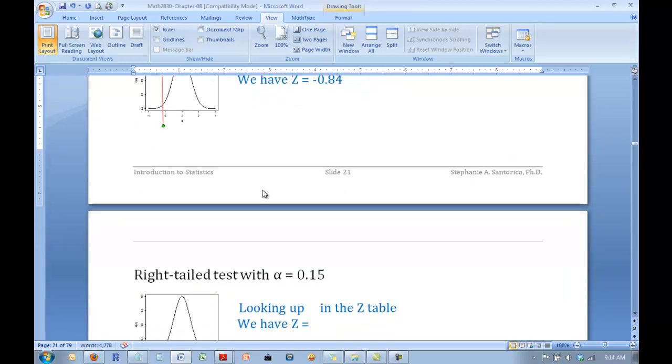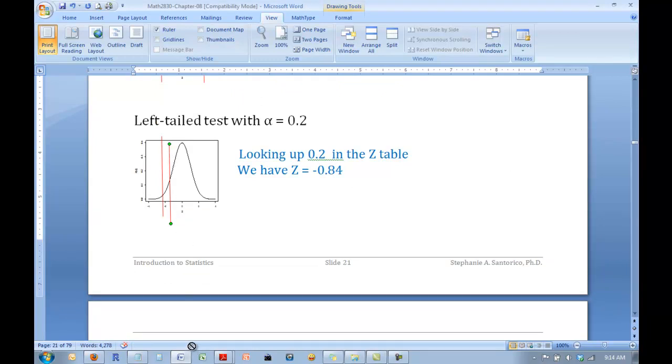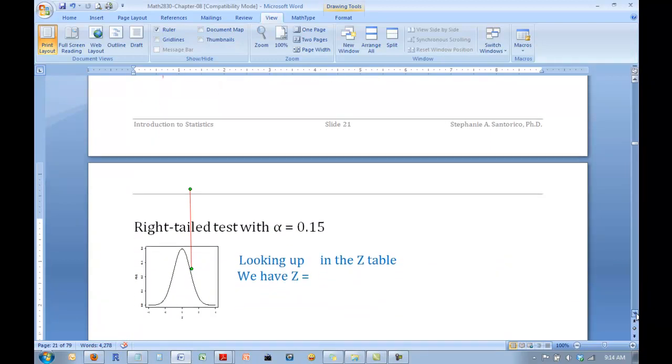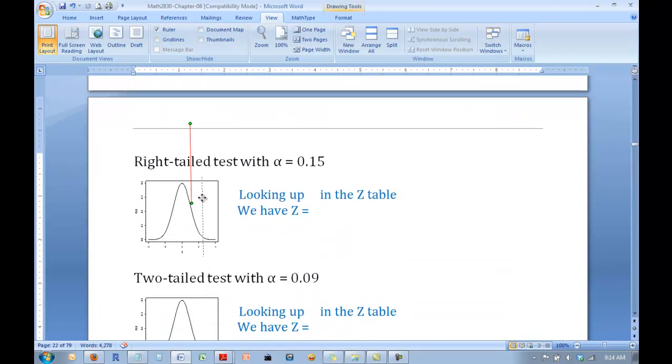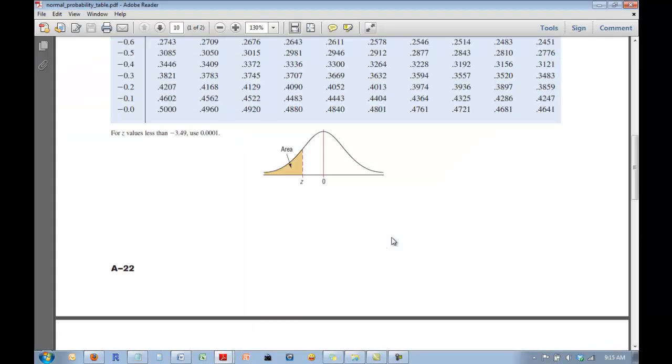Okay, so right-tailed test. For a right-tailed test, my critical value is going to be on the right. So I need to find the value over here that puts alpha to the right of it. If alpha is 0.15, I have 0.15 over here. That means 1 minus that is underneath, so 1 minus 0.15, or 0.85, is going to be underneath. That's what I need to look up in my table. I know it's going to be positive because it's on the right.